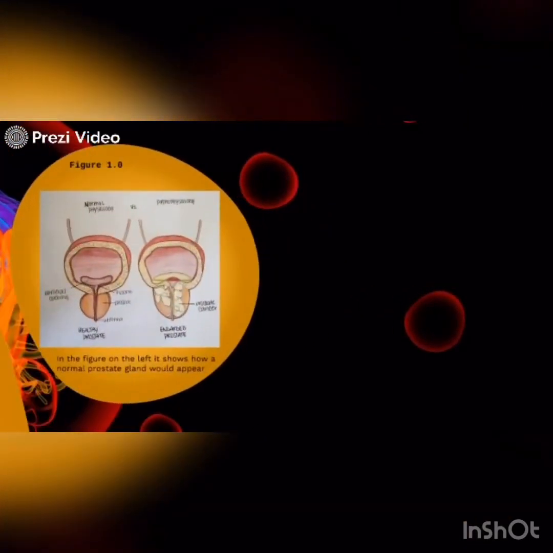So here on the left side of our photo is the normal physiology. So as you can see in the prostate gland, there isn't any cell buildup or anything like that, whereas in the pathophysiology, there is a buildup of cells.